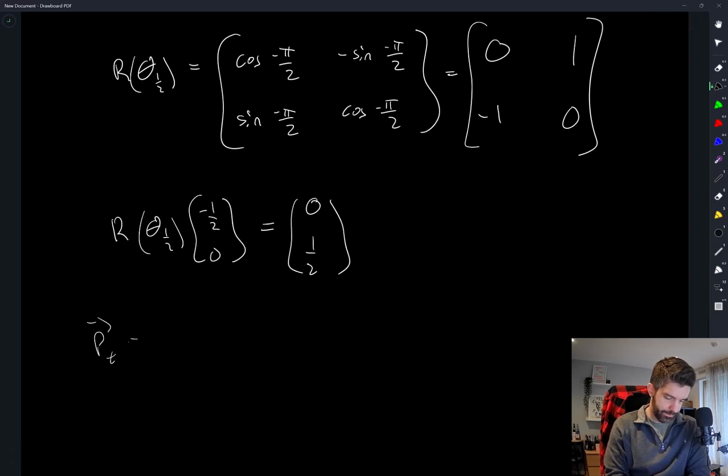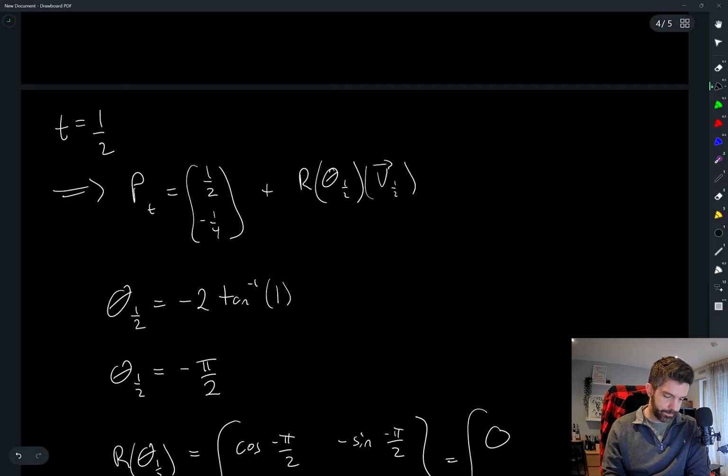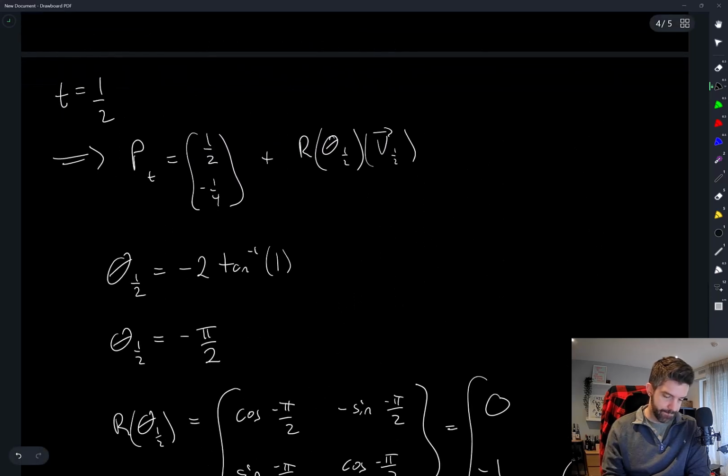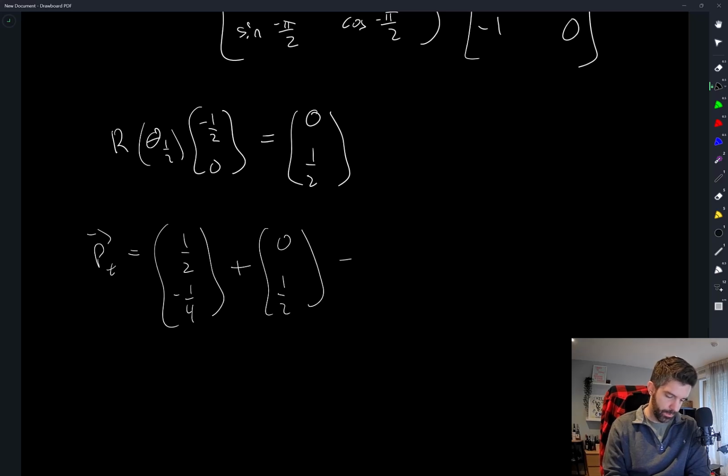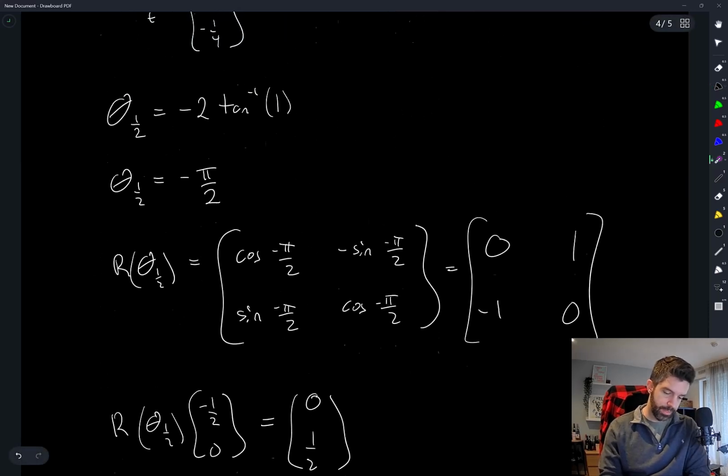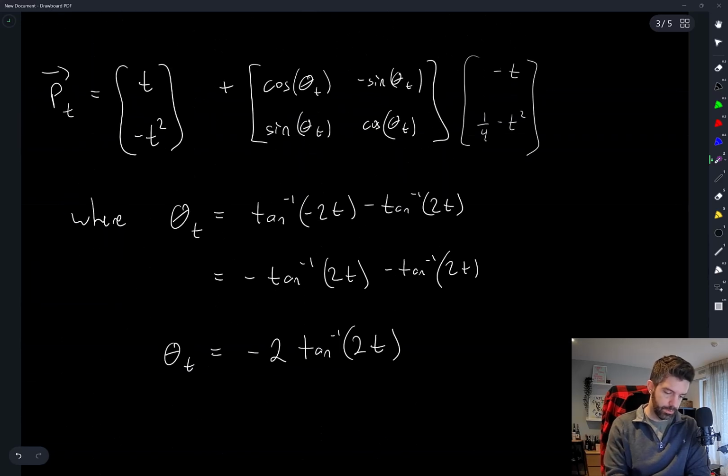And so p of t is equal to this point plus that thing I just had. Yeah, it's 1 over 2, negative 1 over 4, plus 0, 1 over 2, which is 1 over 2, 1 over 4. Okay, I'm confident at this point now that my general expression is correct. That's the locus of points of the focus, parametrized by the x-coordinate of the contact point of the two parabolas.